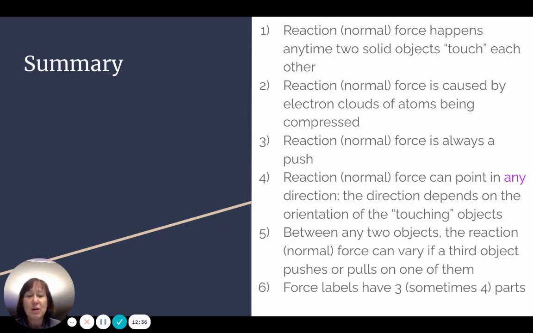And then between any 2 objects, the reaction force can vary if a third object pushes or pulls on one of them. So this is me holding up the weight. Let me say that again. If I hold a weight, the normal force on the weight by the table is less than if I let go of the weight and the weight is resting on the table. Force labels have 3, sometimes 4 parts. And when we get to the 4th part, I'll let you know.